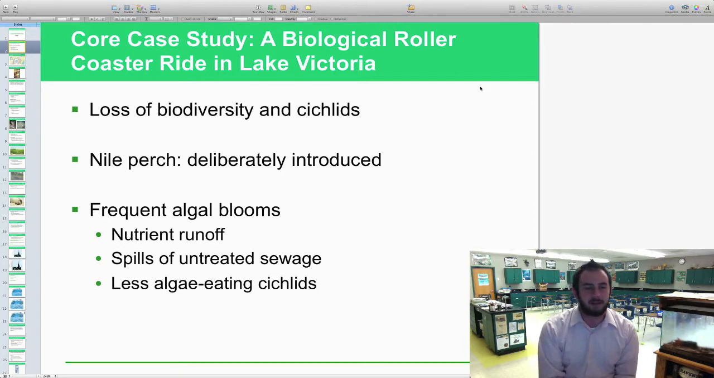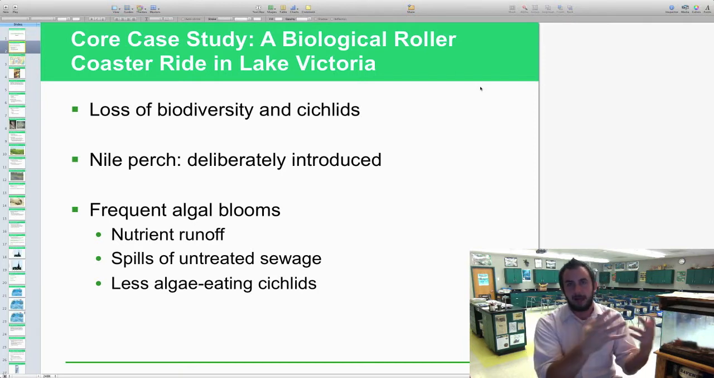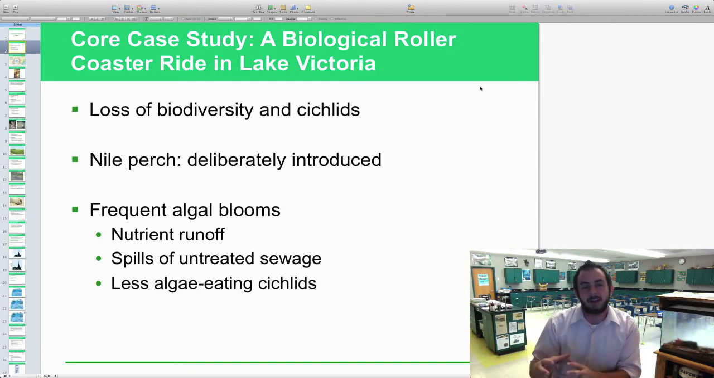Now, the lake was affected by nutrient runoff, which caused frequent algal blooms because of spills and untreated sewage overall. But because the Nile perch came in and took out a lot of the biodiversity, the diversity that fed upon algae, we saw more algae and more frequent algal blooms because of this introduction. So it was kind of a roller coaster ride with that.